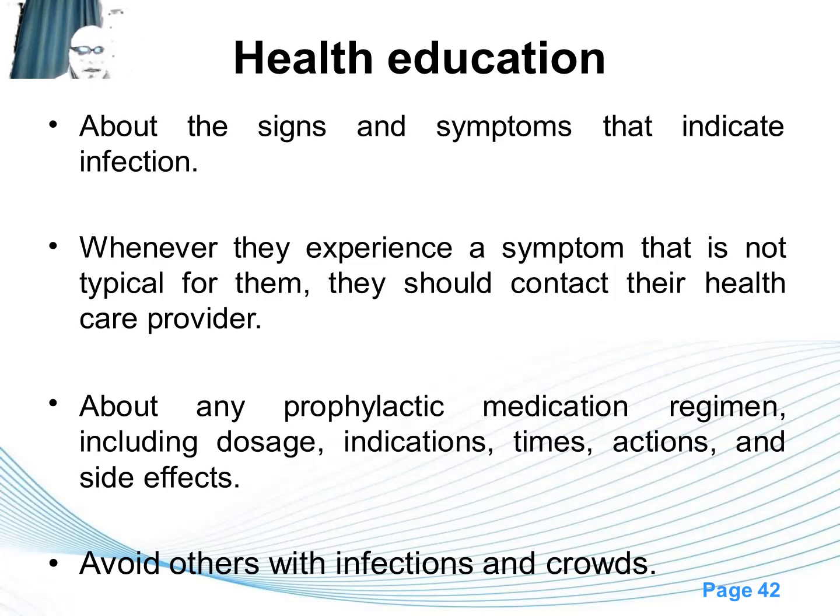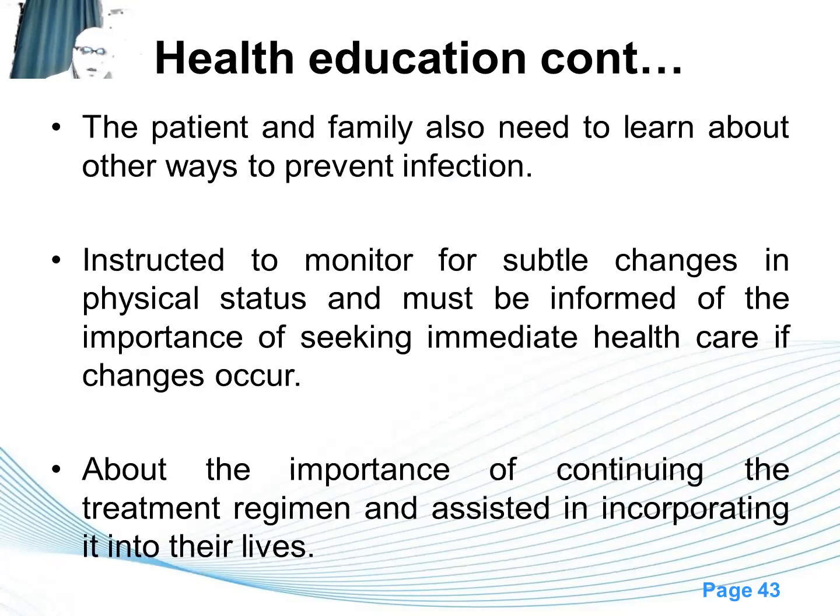Any prophylactic medication regimen, including dosage, indications, times, actions, and side effects, should be explained to them so that they can be the doctors of themselves. Also avoid infectious and crowded areas because of the disease. The patient and family also need to learn other ways to prevent infection, to monitor for subtle changes in physical status, and must be informed of the importance of seeking immediate health care. Also the importance of continuing the treatment and incorporating it into their lives.